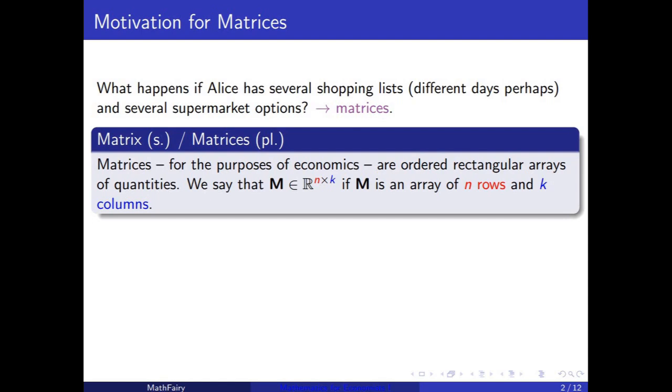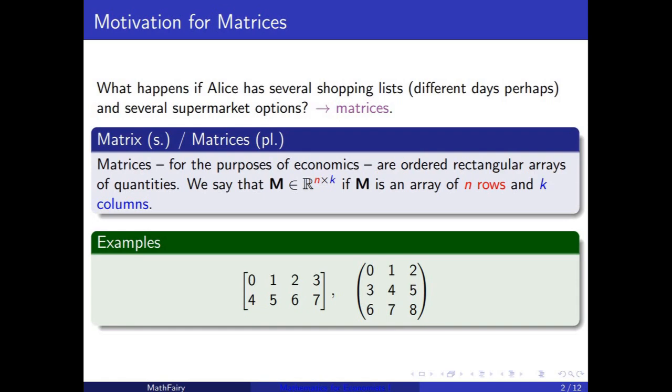Matrices, for the purposes of economics, are ordered rectangular arrays of numbers, and we specify their shape as row and column, so an n times k matrix, n by k matrix, means that it has n rows and k columns. So for example, here we have two matrices. On the left hand side we have a 2 by 4 matrix, which is 2 because it has 2 rows and 4 because it has 4 columns. And on the right hand side we have a 3 by 3 matrix. We either put them in square brackets or round brackets.